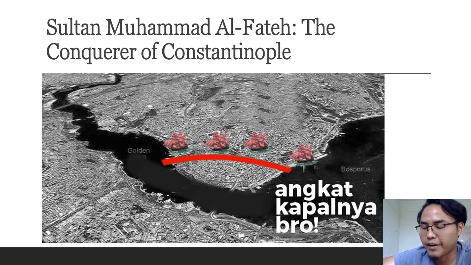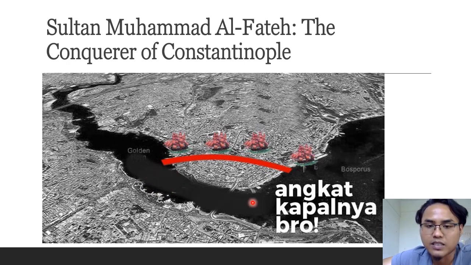Okay, what I have understood about lateral thinking, I apply it to Sultan Muhammad Al-Fatih's mission, which is to conquer Constantinople. One of the strategies of Sultan Muhammad Al-Fatih is he lifted the ships across the hill here, because there is a big and long chain across the river. So the ships cannot cross the river and get to the strategic position here.